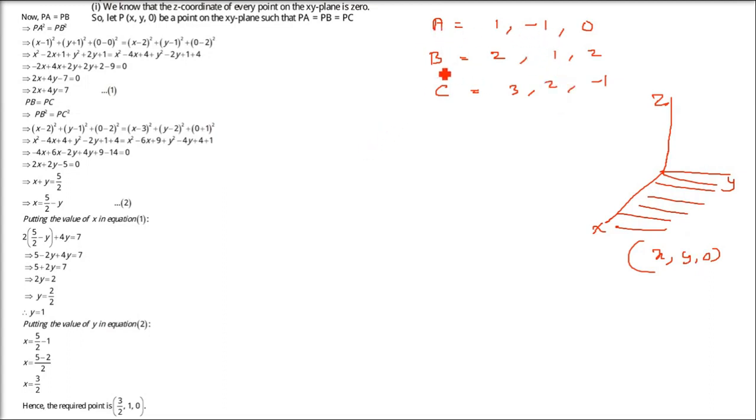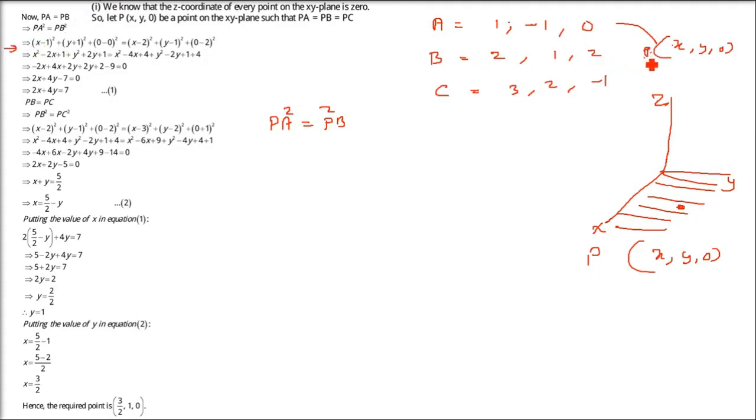Now we have one point A, one point B, one point C. So take this point, assume it to be P. I don't know where it is, but assume it to be P: X, Y, 0. Now we will take the distance of P from A and P from B and equate them. Then we take the distance of P from B and P from C and equate them. Then we find the equations and solve them. So first find the distance of P from A. You know the distance formula by now; we have done it already in the second question.